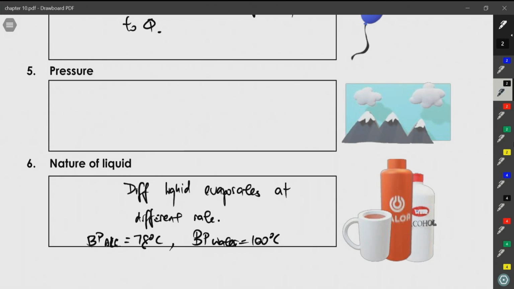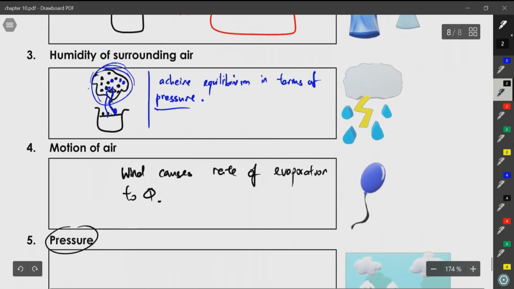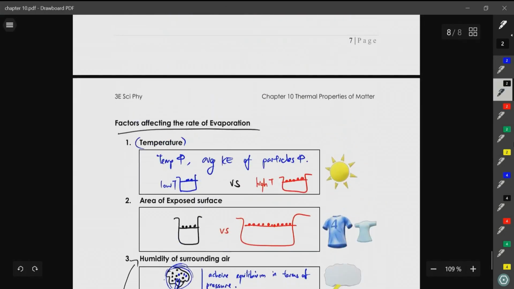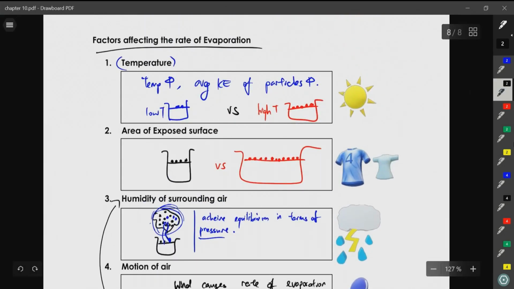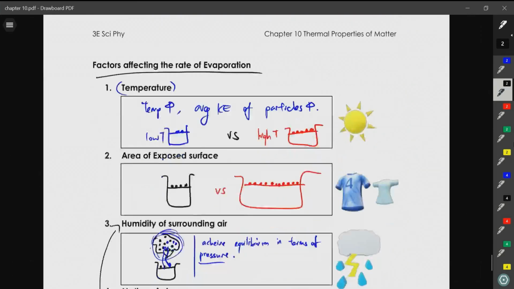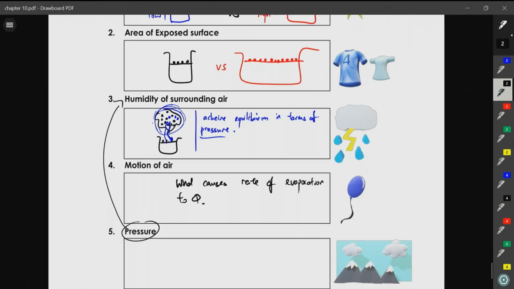Lastly, pressure. I skip pressure because I think it's the same as point 3, so there's no point talking about pressure. Now here are 5 points that govern the factors of evaporation. I think it's pretty straightforward, so you don't have to memorize.